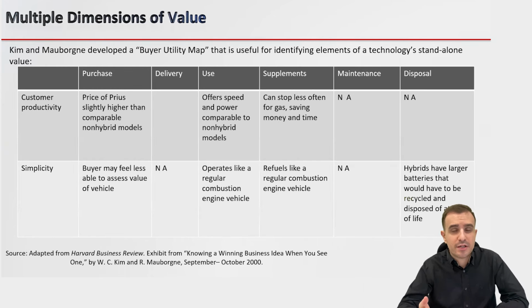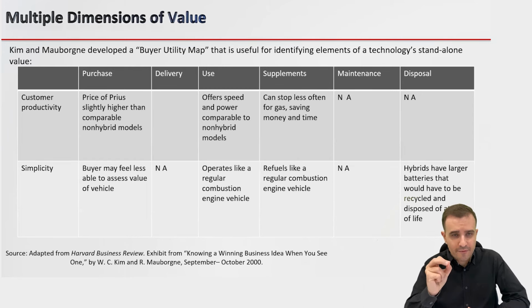The buyer utility map was developed originally for consumer goods. However, with some slight modification, for example, for the first factor, the factor of productivity, if we make some slight modification to include more granular information under productivity, then the buyer utility map can also be adopted for B2B products.